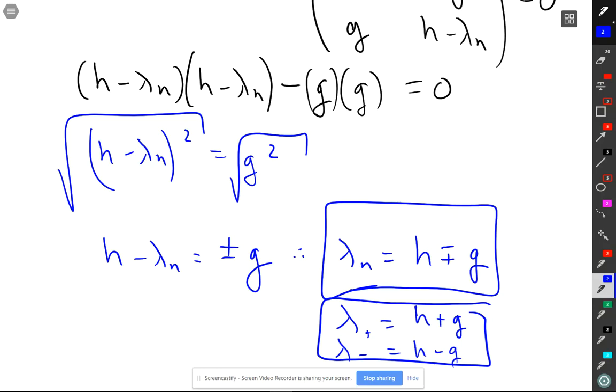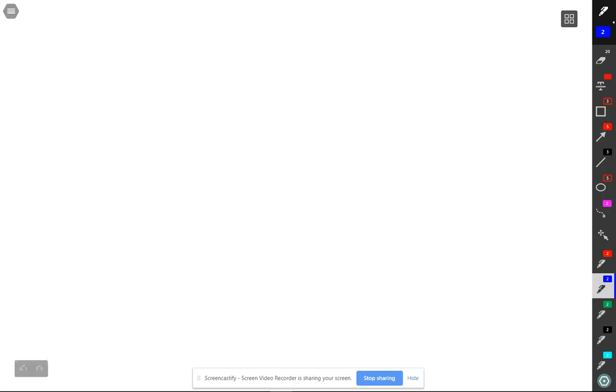Now to find the eigenvectors, the vectors that make it an eigensystem. So I come back to my relationship. So I'm going to rewrite everything.